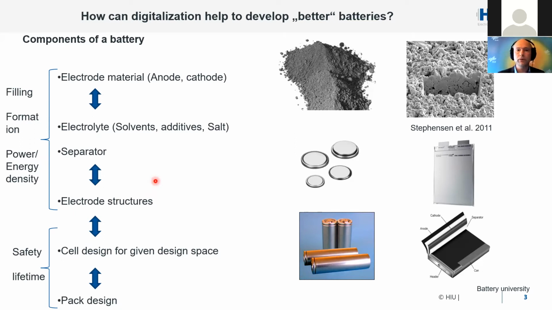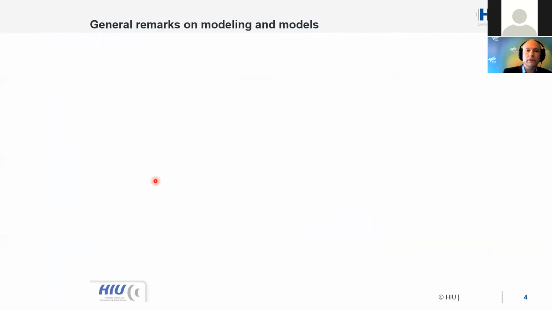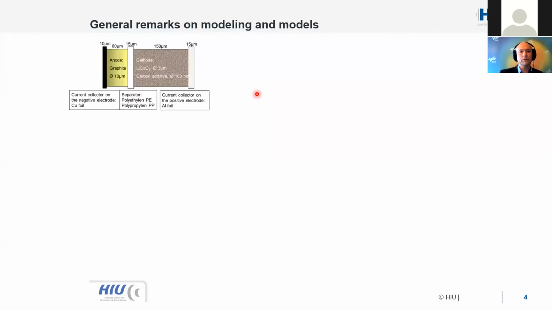So these are all these components which we want to have in the computer, lightly spoken, and we have to build models. So let me first say something about modeling and models in the context of batteries, since I think there are different types of models which can be connected in a certain sense, and this might also be relevant for future development in modeling in general.